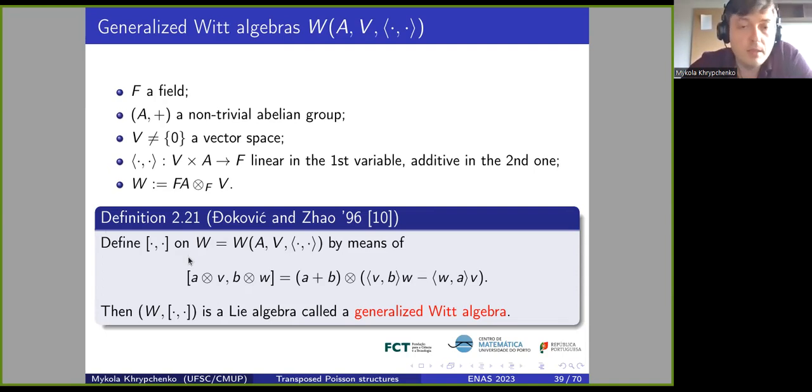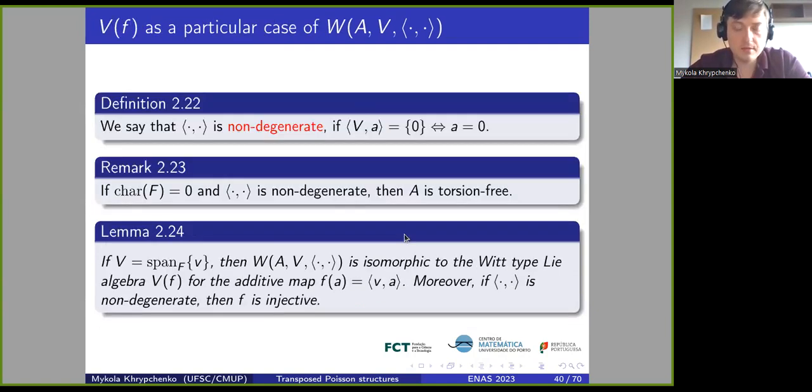And you define the Lie bracket on this tensor product as follows. On the group algebra part, it's the usual, natural operation in the group. But on the vector space part, it's this linear combination of V and W, where the coefficients depend on this map. You can show that this is always a Lie algebra, and it's called a generalized Witt algebra. It was defined by Djokovic and Zhao in this paper. Let us see why it's a generalized Witt algebra, why it's a generalization.